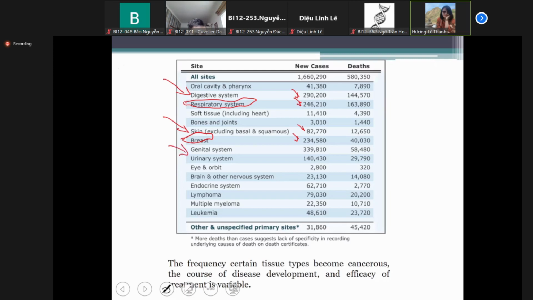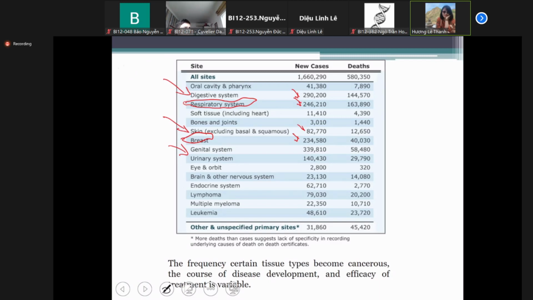Think about this: most of the cells in these tissues are replacing themselves all the time. So that's why they have a high chance to accumulate mutations.